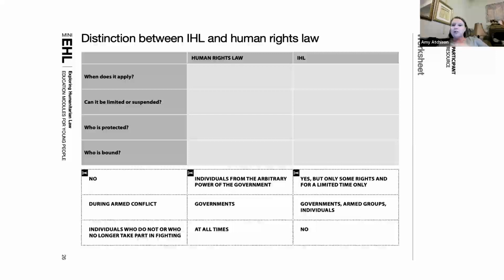Individuals from government, correct. All right, so human rights law protects individuals from government, and then who does IHL protect?